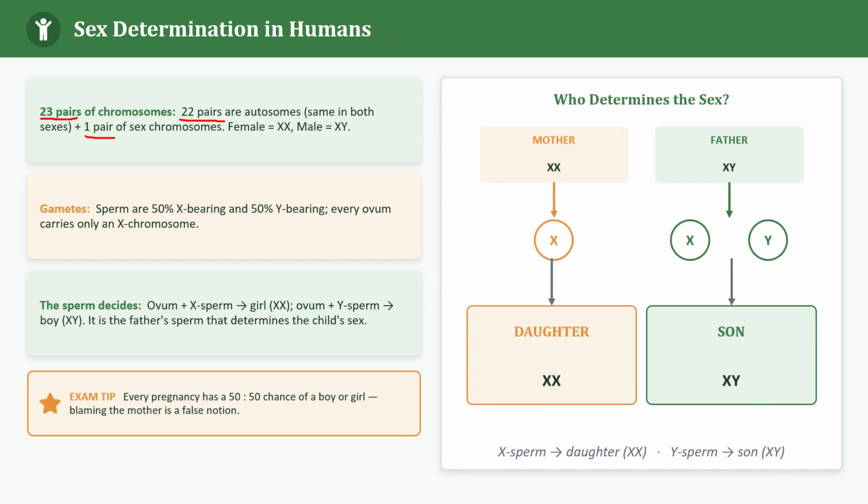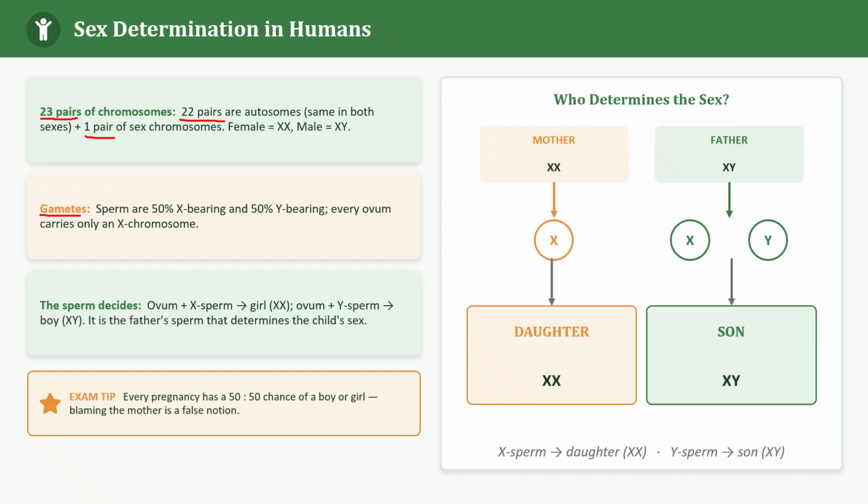Next we are going to see formation of gametes. During spermatogenesis, half of the sperm carry an X chromosome, the remaining half carry a Y chromosome. Thus 50% X sperm and 50% Y sperm. Every ovum produced by the female always carries only one X chromosome.